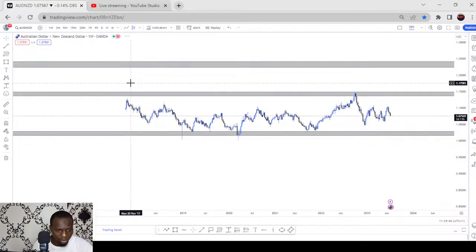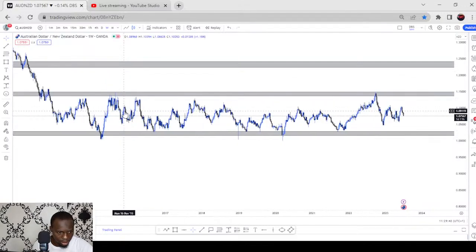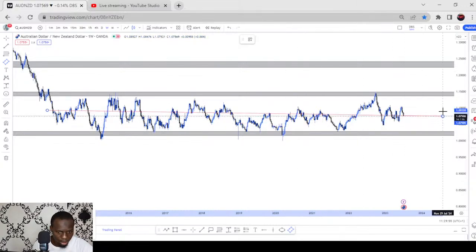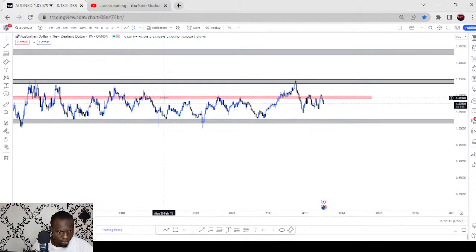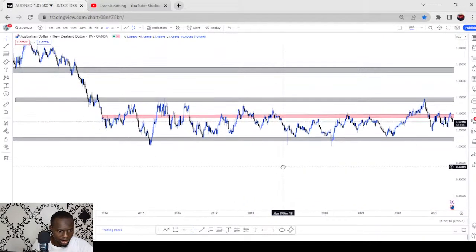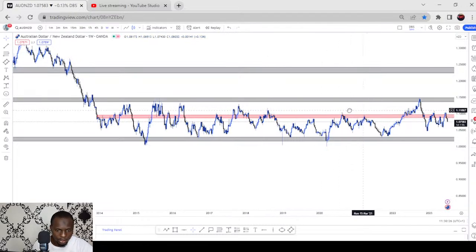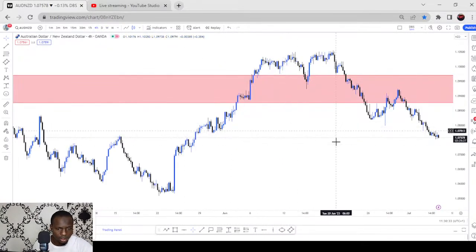Let's come to the weekly time frame. You can draw a minor level around here. Ladies and gentlemen, you agree with me that this is a minor level here. You can see how it's respecting, touching. So in between major levels, most of the time we usually discover minor levels. So if you now go on the 4 hours time frame, you can now make a decision.